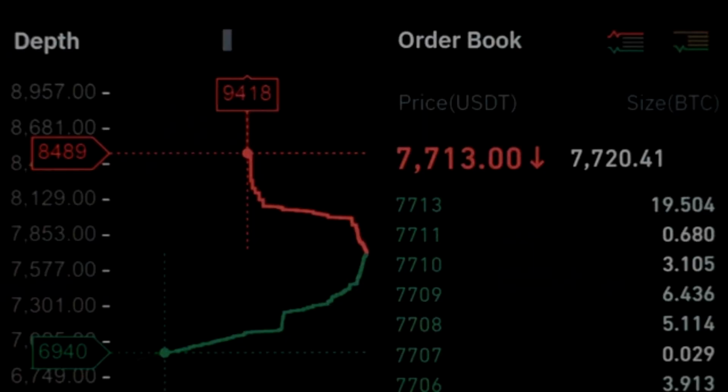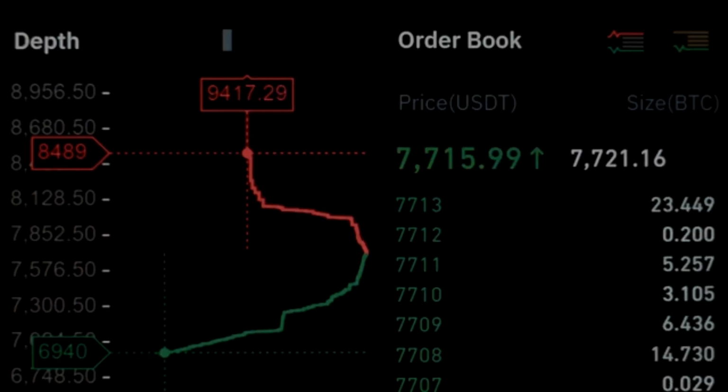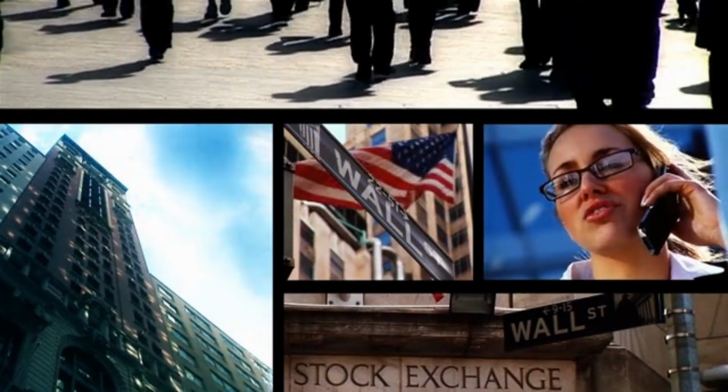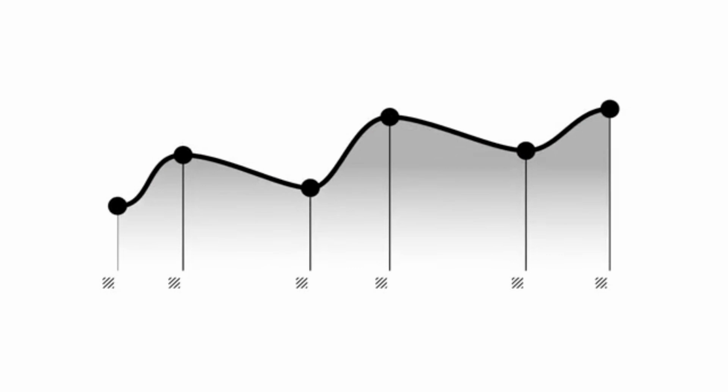A liquidity trap happens when price is pushed into one of these obvious areas, triggers a wave of orders, and then instantly reverses. It feels personal, but it's not. It's mechanical.